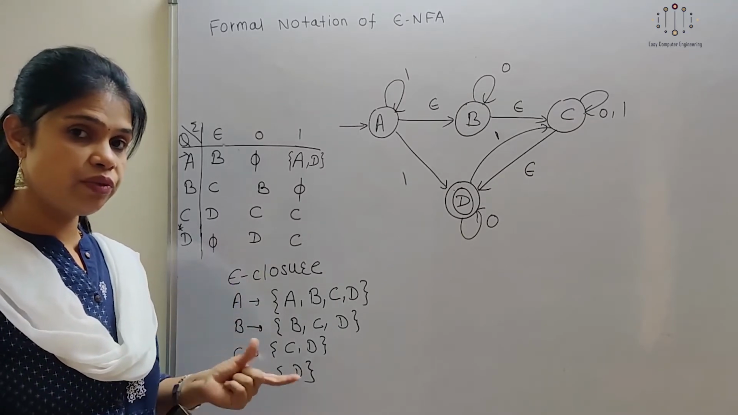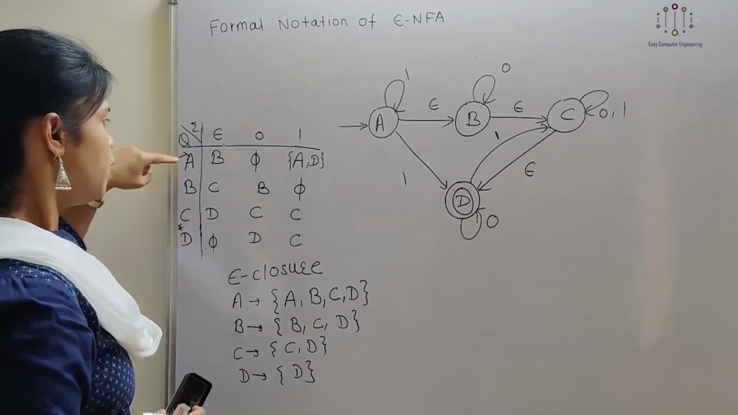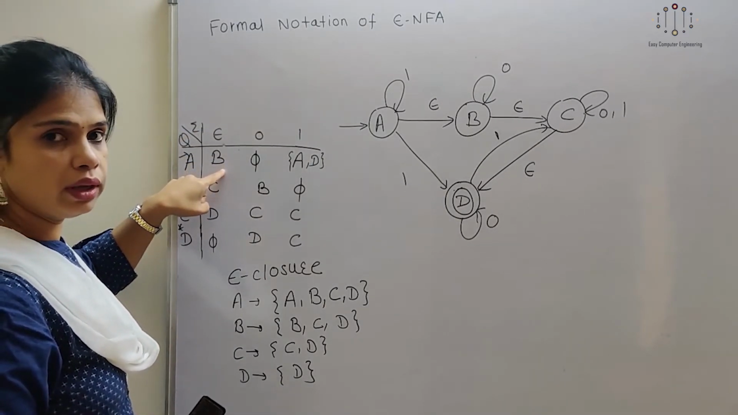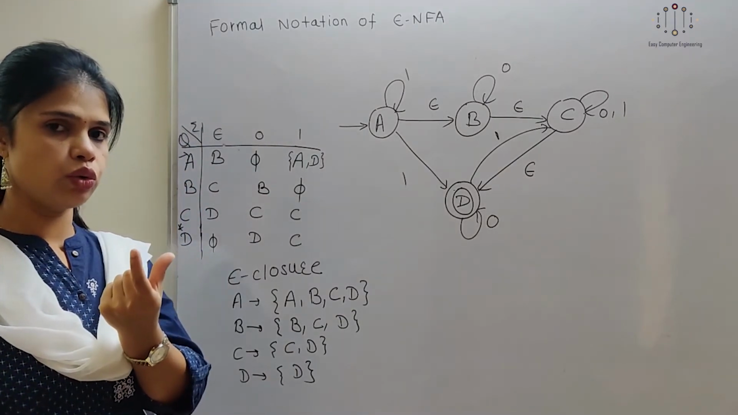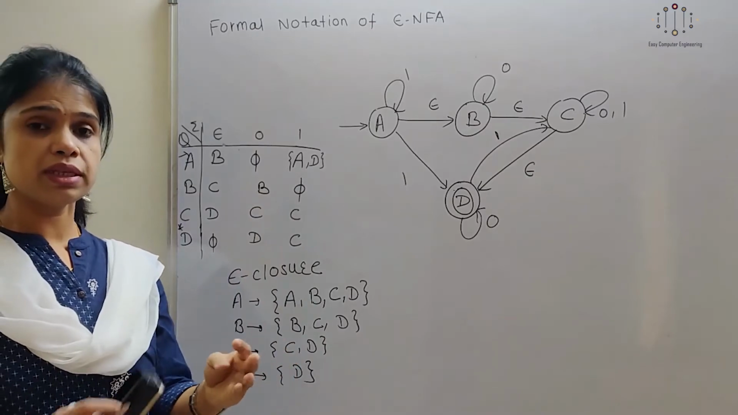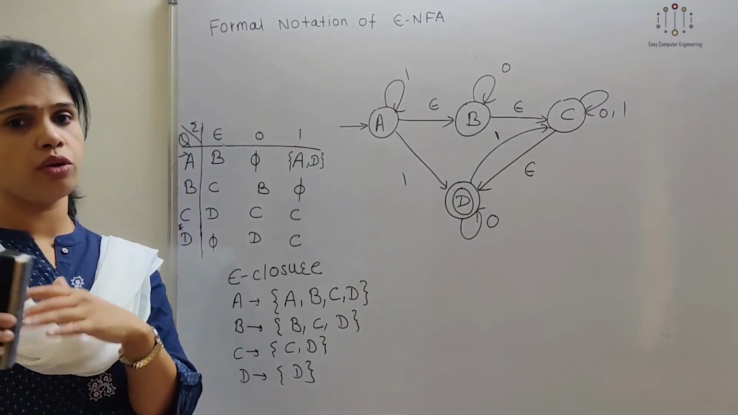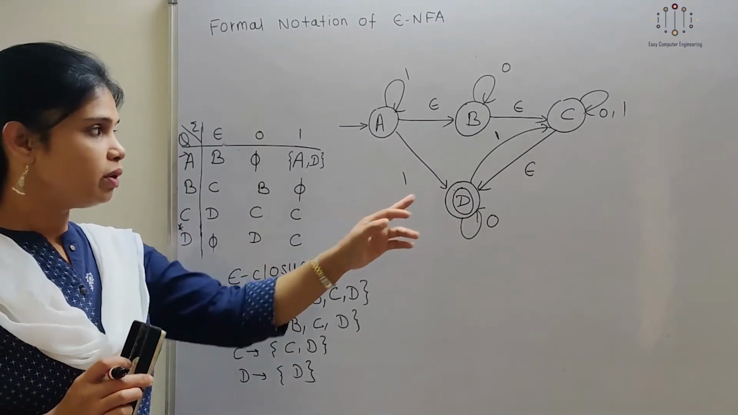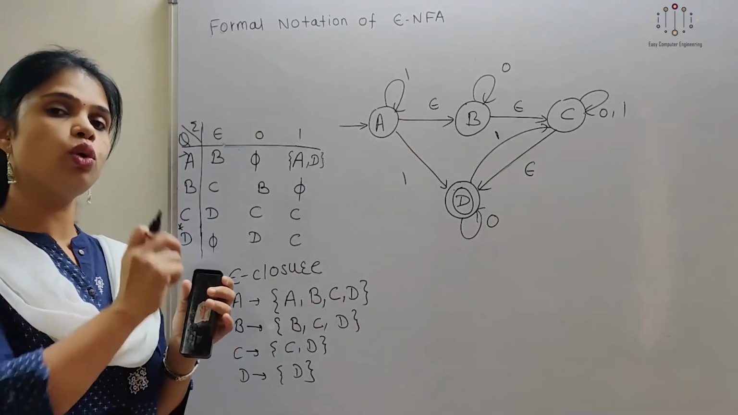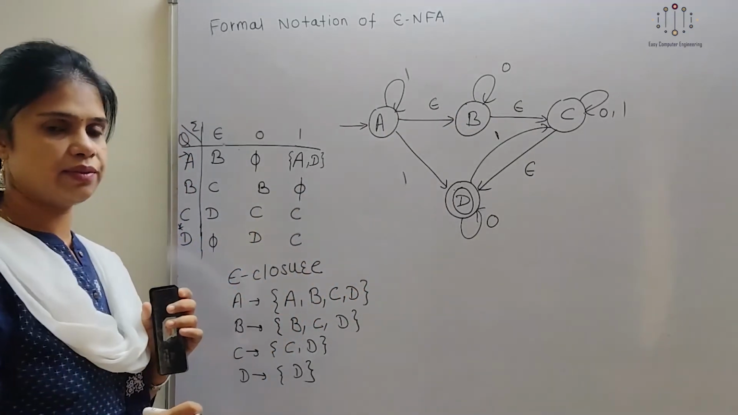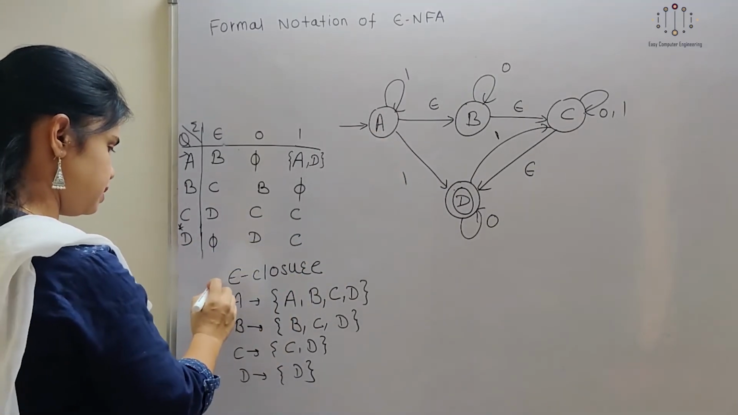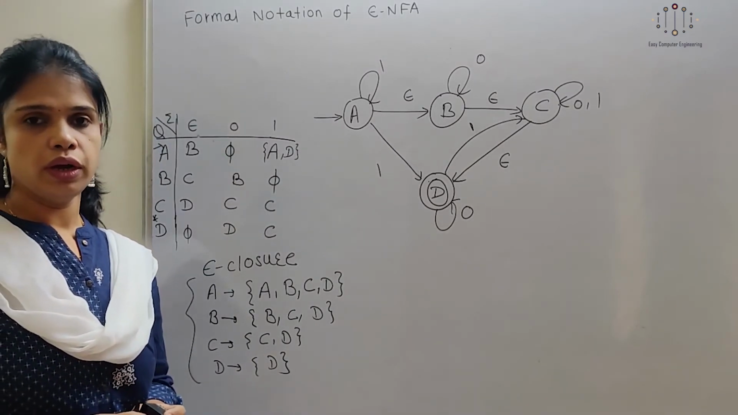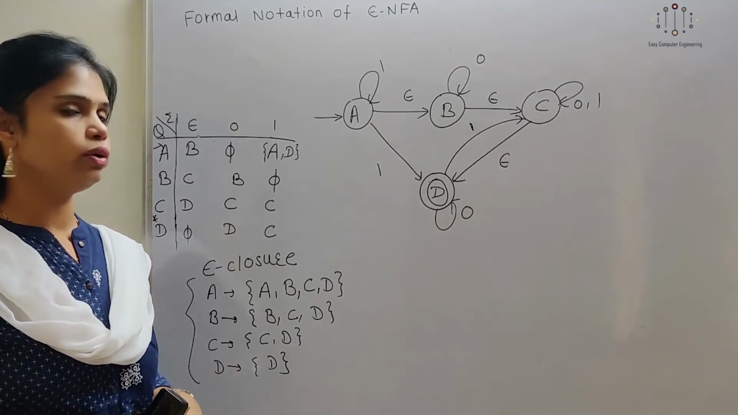Epsilon closure is different from epsilon transition. On an epsilon transition, I am moving from A to B only. Only one epsilon we are going to take here. But epsilon closure means any number of consecutive epsilons we can accept. From D, only D itself we can move to, but we cannot move to A, B, C because there is no epsilon transition from D. So this is the epsilon closure of A, B, C, D. This is used in the conversion of Epsilon-NFA to DFA. This epsilon closure we are going to use.